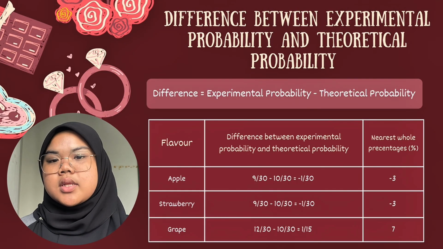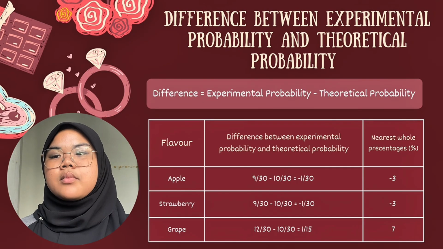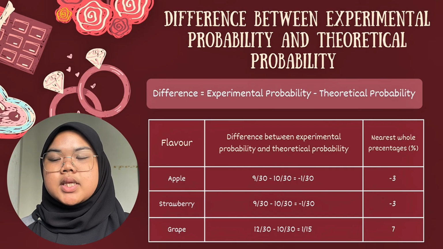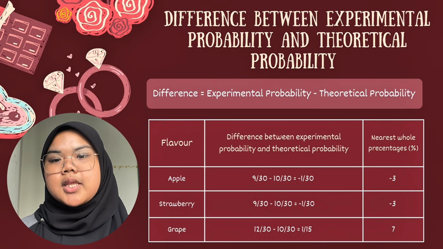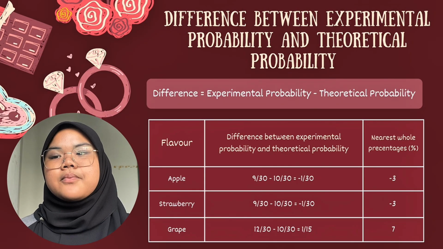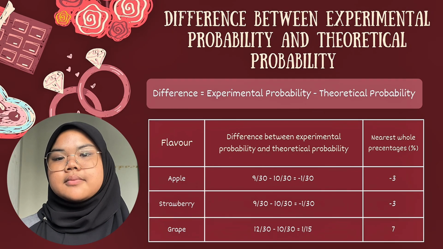Difference between experimental probability and theoretical probability. To calculate, difference is equal to experimental probability minus theoretical probability. For apple flavor, 9/30 minus 10/30 is equal to negative 1/30. The nearest whole percentage is negative 3. For strawberry flavor, 9/30 minus 10/30 is equal to negative 1/30. The nearest whole percentage is negative 3. For grape flavor, 12/30 minus 10/30 is equal to 1/15. The nearest whole percentage is 7.